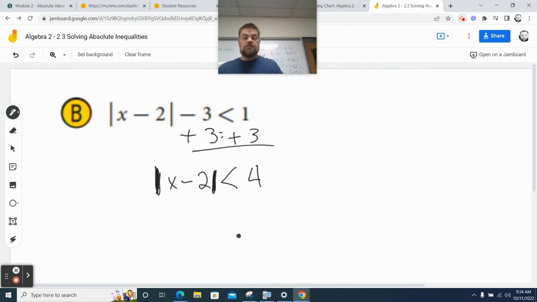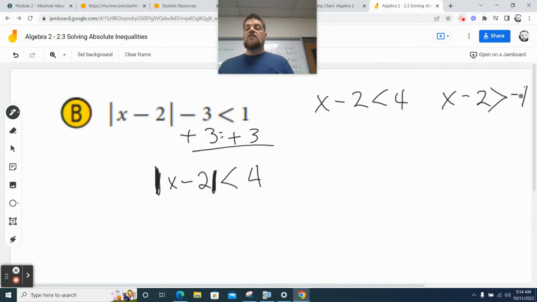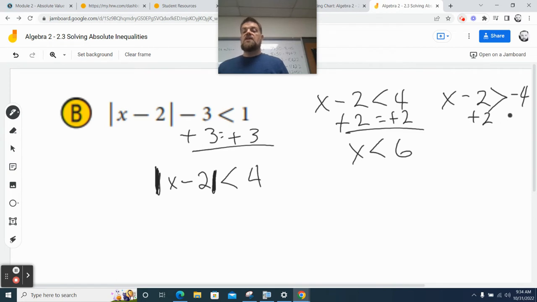Same thing here. We're going to write the first one the normal way. x minus 2 is less than 4. And then you could say x minus 2, and reverse this because you're going to put -4. Okay. I'm going to add 2 to both sides, and I get x is less than 6. And then over here, same thing, add 2 to both sides, and I get x is greater than -2. Okay. So algebraically, we should have that.